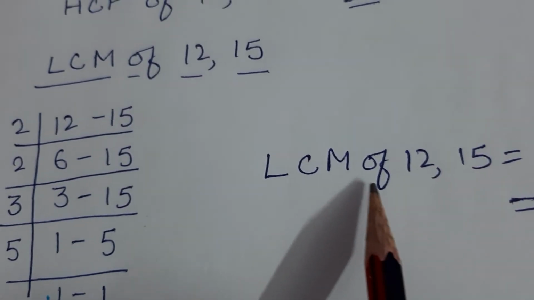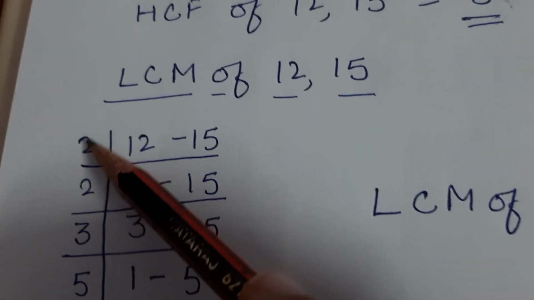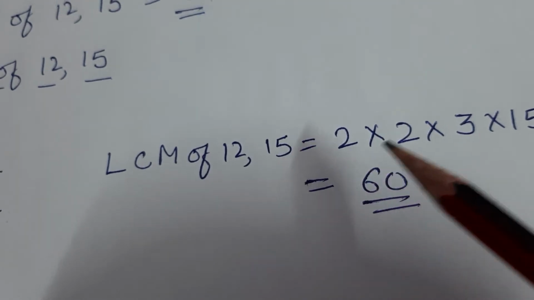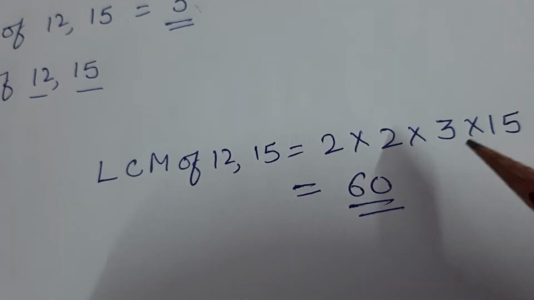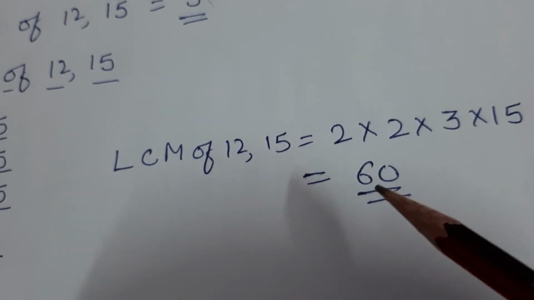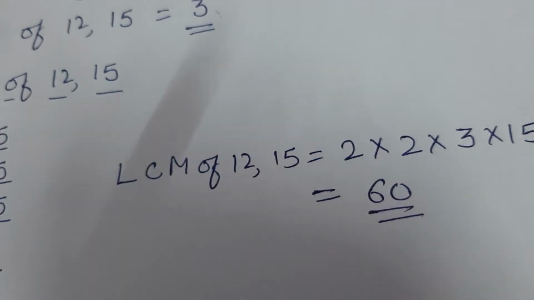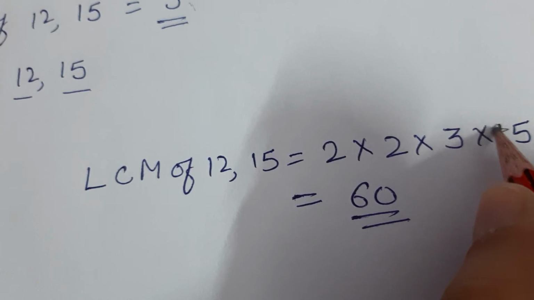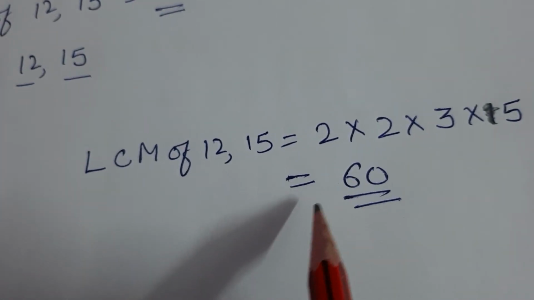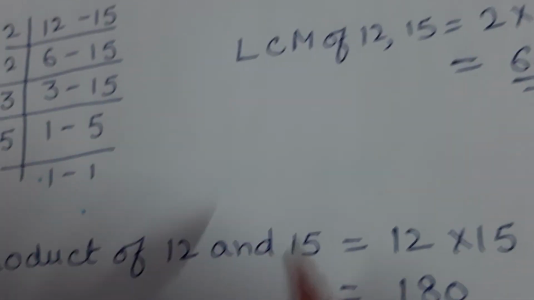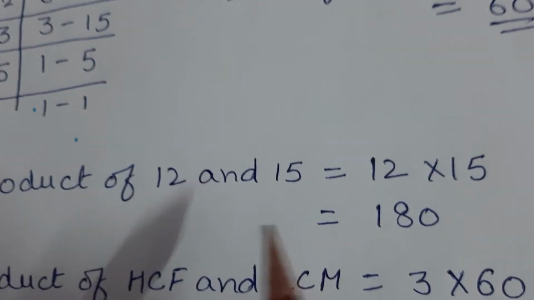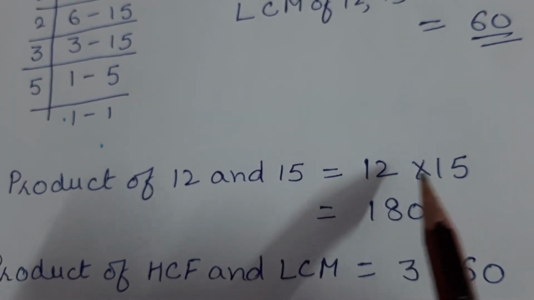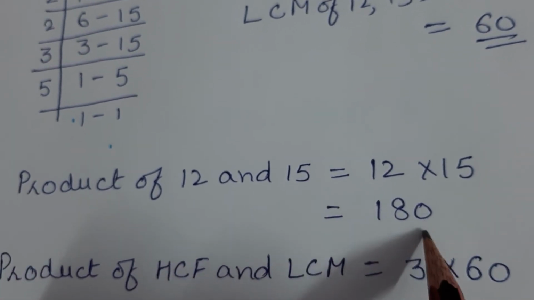So what will be the LCM of 12 and 15? It is the product of all these prime factors. So 2 multiplied by 2 multiplied by 3 multiplied by 5, so we will get 60. Now the product of 12 and 15 means multiplication, so 12 15s are 180.